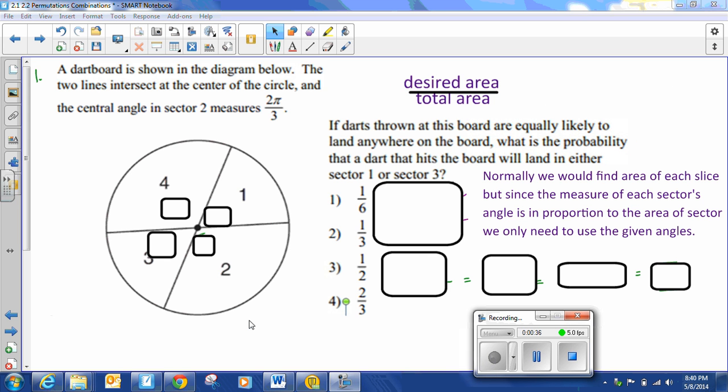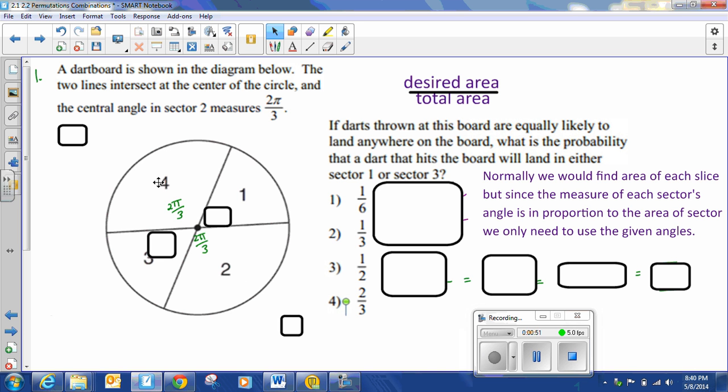Number 1. A dartboard is shown in the diagram below. The two lines intersect at the center of the circle, and the central angle in sector 2 measures 2 pi over 3. Let's label that, and we know based on vertical angles, sector 4 has angle 2 pi over 3 radians. If darts thrown at this board are equally likely to land anywhere on the board, what is the probability that a dart that hits the board will land in either sector 1 or sector 3?